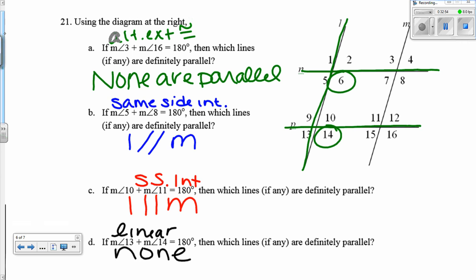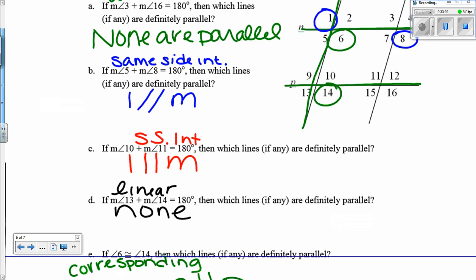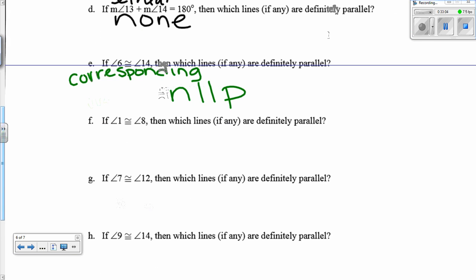So 1 and 8. All right, this says, letter F, it says 1 is congruent to 8. Well, 1 and 8 are alternate exteriors. So by alternate exterior angles, this is telling me that L is parallel to M. Because since our alternate exterior angles are congruent, L and M have to be parallel.